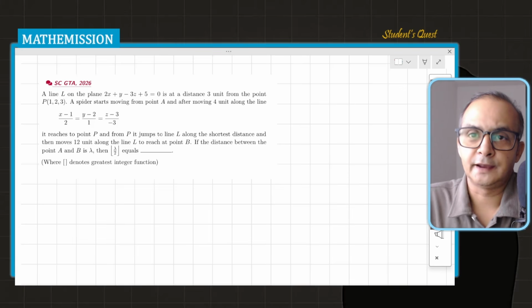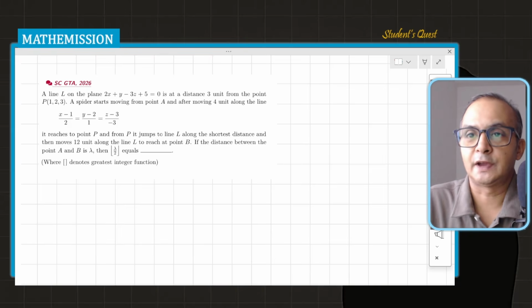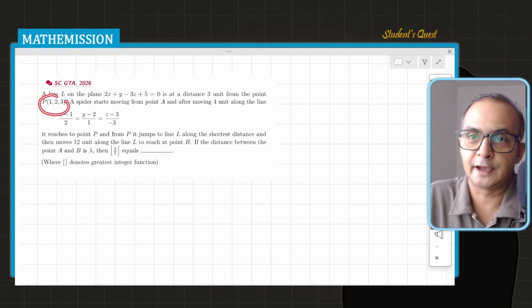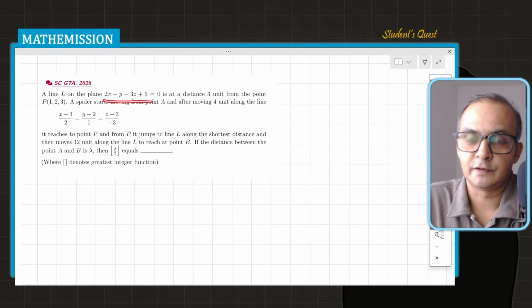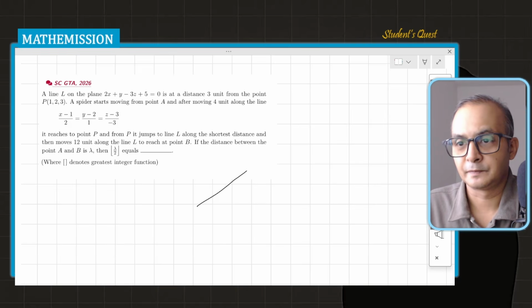So you notice that the line L on the plane 2x plus y minus 3z plus 5 is equal to 0 is at a distance 3 units from the point 1, 2, 3. So first you notice the 1, 2, 3 is actually satisfying this equation. When you substitute x equals 1, y equals 2 and z equals 3 in this equation, it will satisfy the right hand side as 0. So it means that this point is on the plane only. So suppose I have a plane like this.